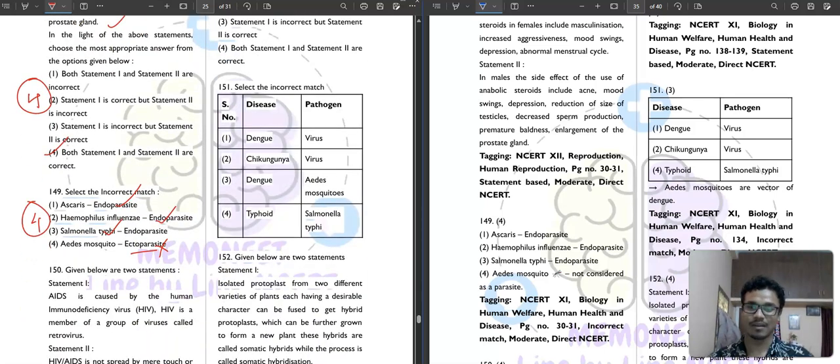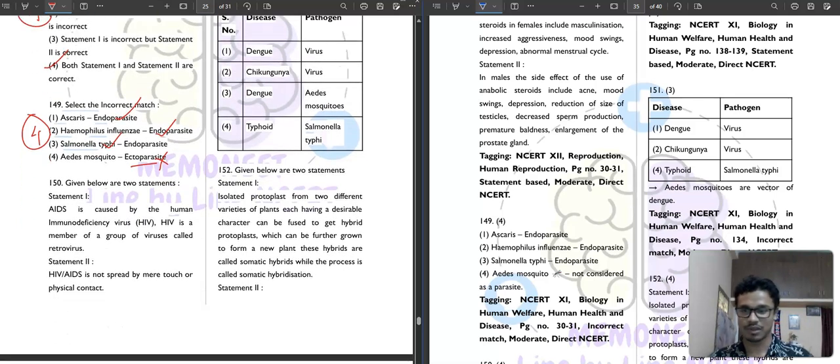You can read the article, I hope your teacher told you, there is a long story about why a mosquito is not a parasite, just like the human baby, the fetus. A fetus is also not a parasite. And question number 150.